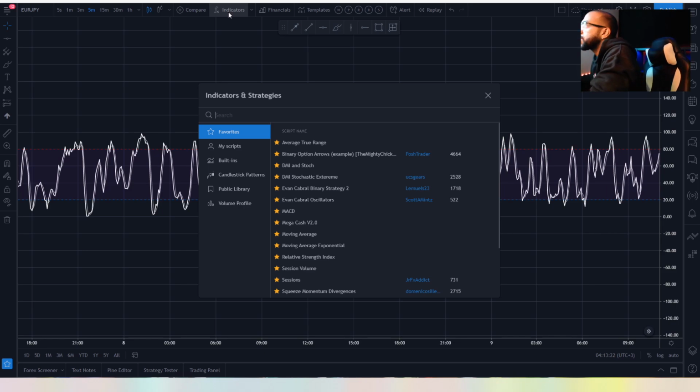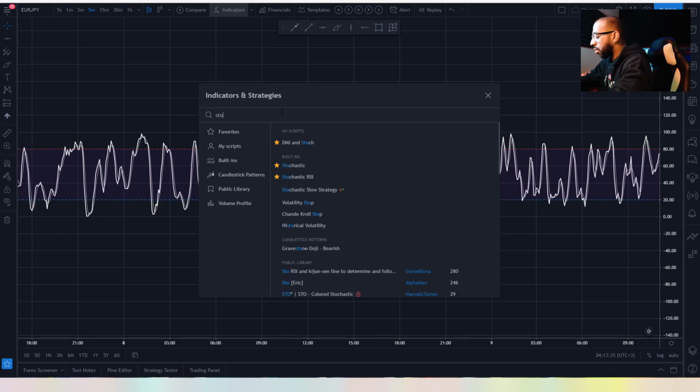But you're going to go up to the indicators tab right on top. It's going to say indicators. It has a little FX symbol on it, okay? And you're gonna click that. Once you do that, you're gonna type this in, STOCH.